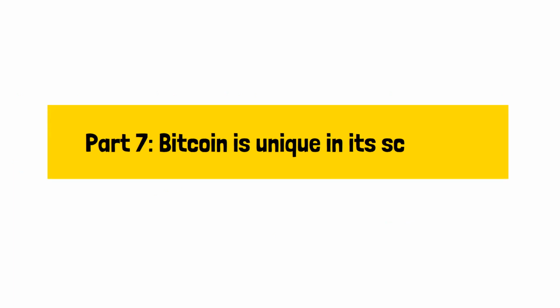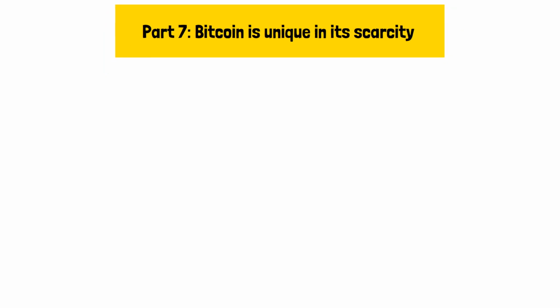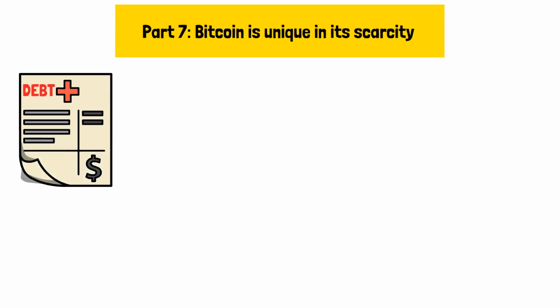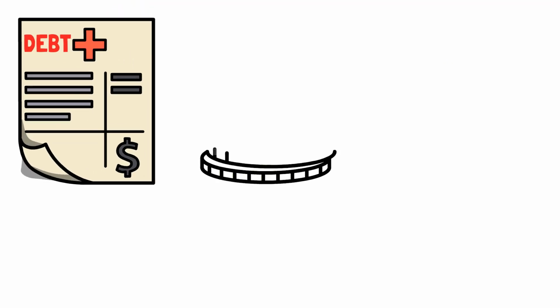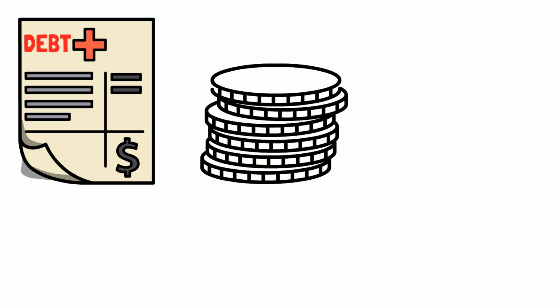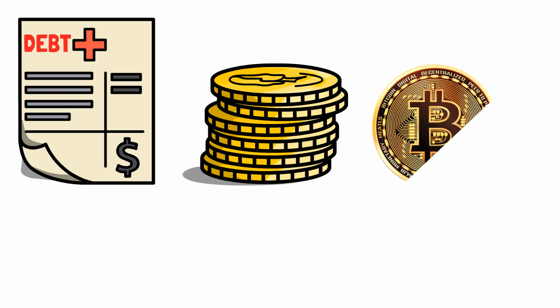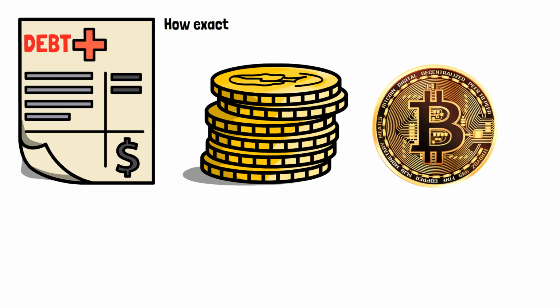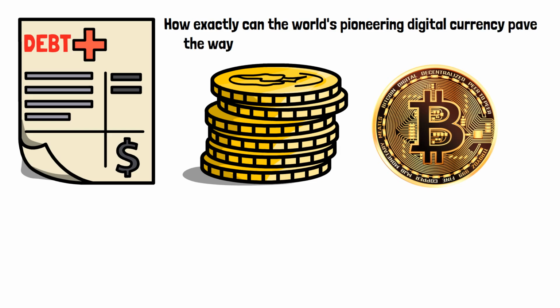Part 7. Bitcoin is unique in its scarcity. After years of unchecked spending and mounting debt, it's imperative for governments to recalibrate their approach and revert to sound money principles. This is where Bitcoin enters the picture. But how exactly can the world's pioneering digital currency pave the way for economic recovery, stability, and growth?